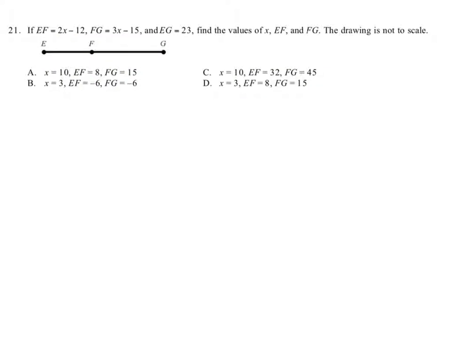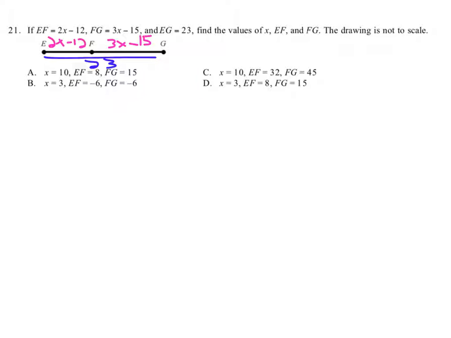Next slide. Okay, EF is 2x minus 12, and FG is 3x minus 15. Oops. And the whole length of EG is 23. Okay, finding all of the values now.